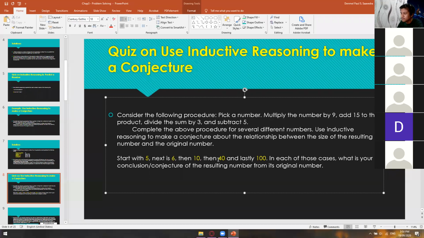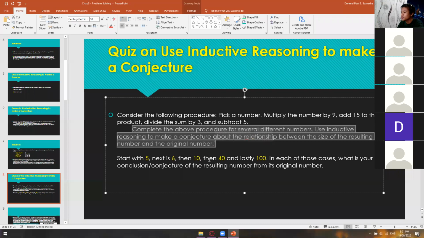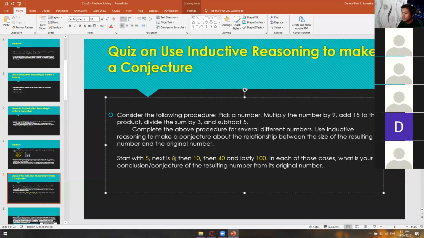Okay, so this one, 5 questions to. 1, 2, 3, 4, 5. So all you need to do is put the answer on each of those original numbers. Like for example, dito sa 5. Kapag ginawa mo tong original number sa 5 and then in-apply mo to, ano yung pinaka-final result? Pag kinuha mo yung 6, ano yung final result? Pag kinuha mo yung 10, ano yung final? And so on and so forth. Okay?